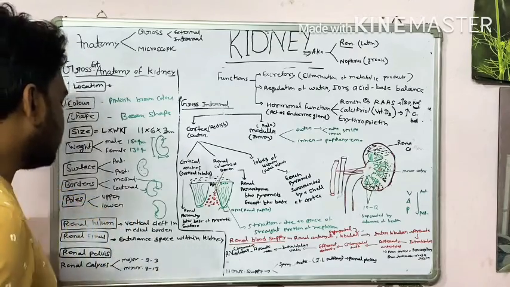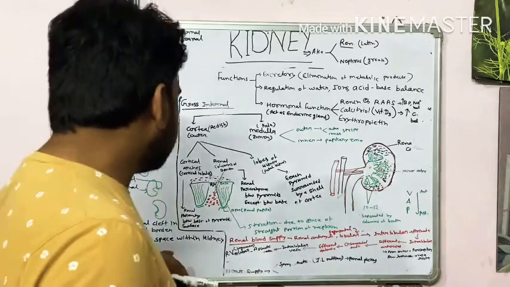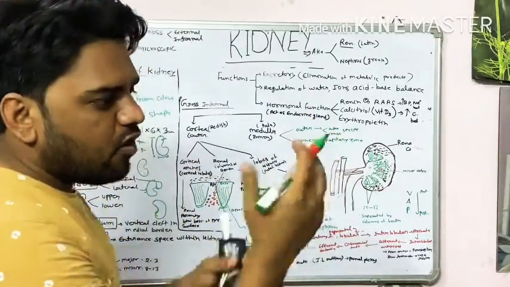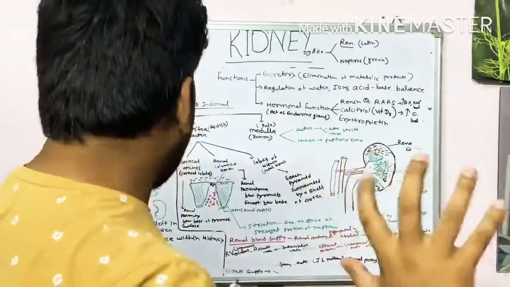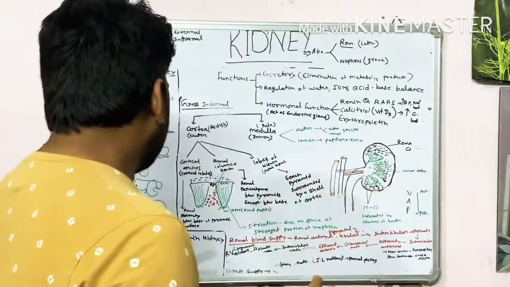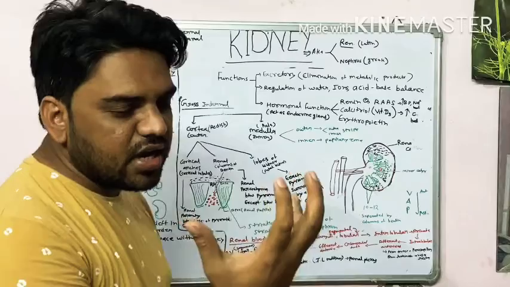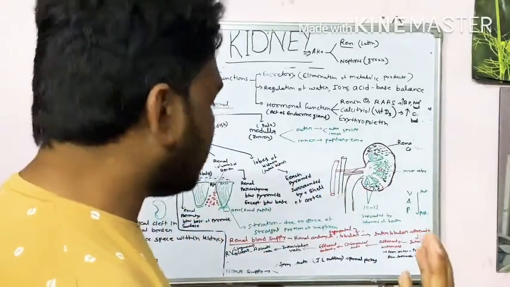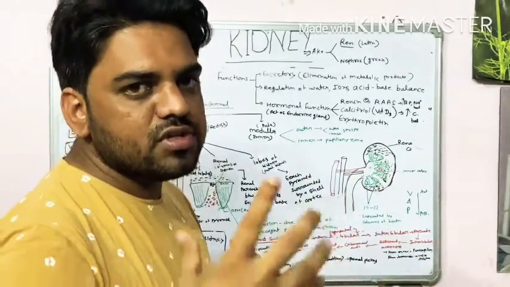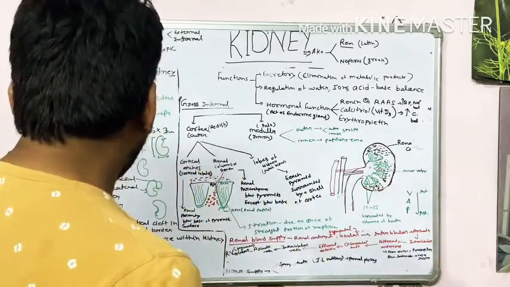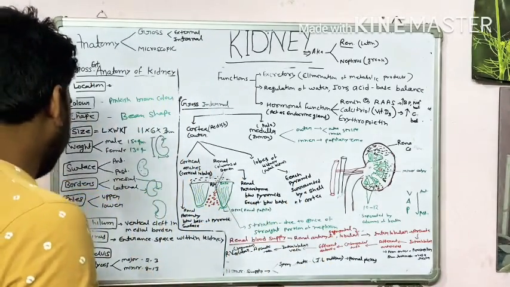Then renal sinus. Renal sinus is the entrance space. This is the space. Renal hilum is a vertical cleft, and renal sinus is nothing but an entrance space within the kidney, through which the renal artery, renal veins, all these things pass through.